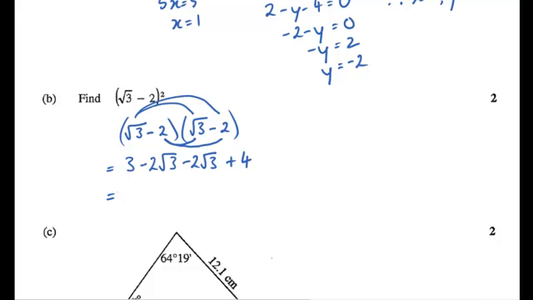Okay, simplifying like terms, 3 plus 4 is 7. Negative 2 root 3 minus 2 root 3 is negative 4 root 3. 2 marks for that. 1 mark for the expansion, 1 mark for your answer.